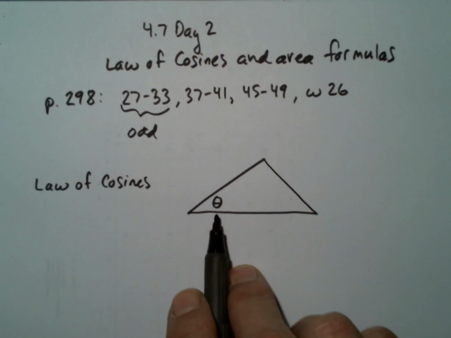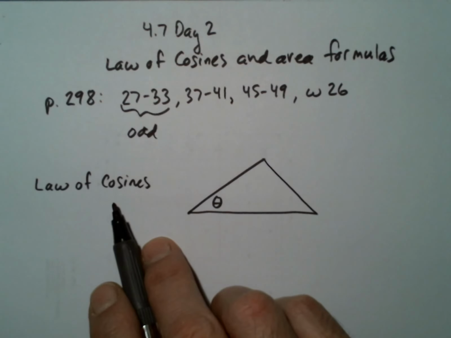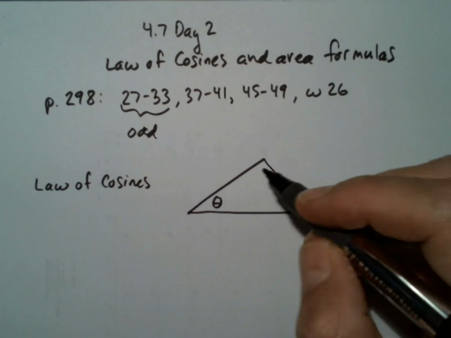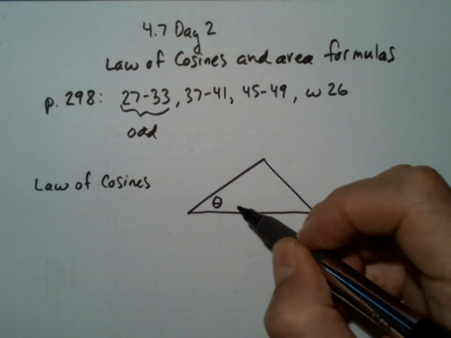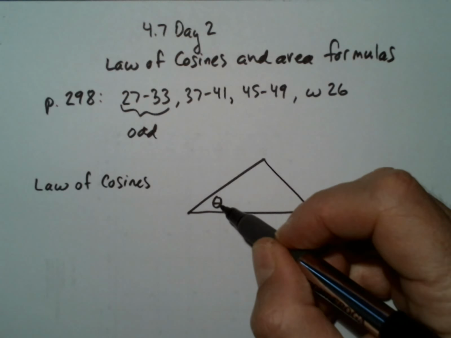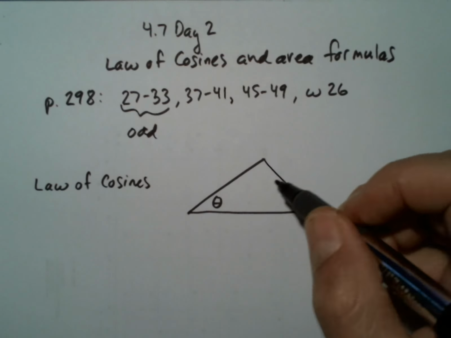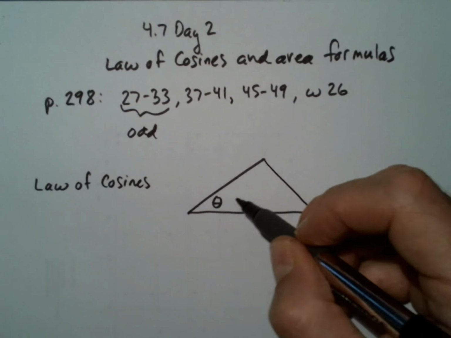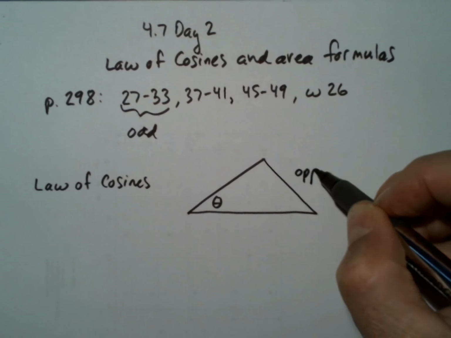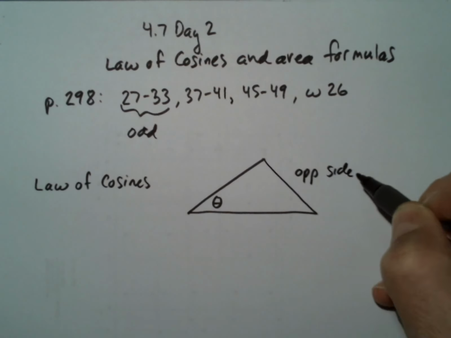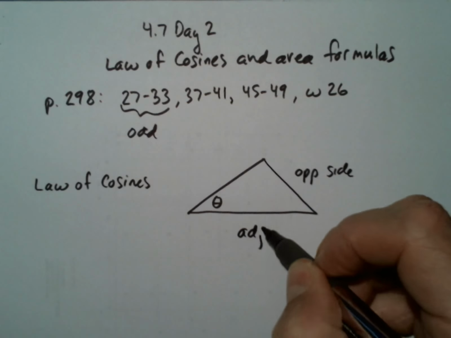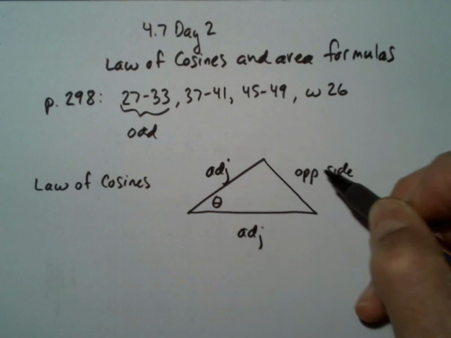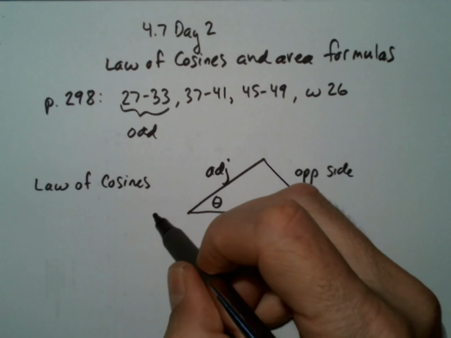So to memorize the law of cosines, here's a way that I like. Based on whatever angle you have or are trying to find, everything else will be named based on that. So here's theta, and this would be an opposite side, and we'll have two adjacent sides, and this will be called the opposite angle.